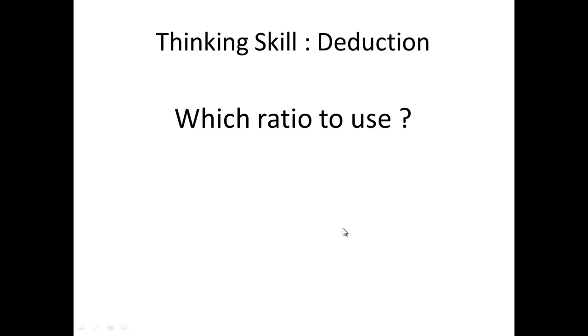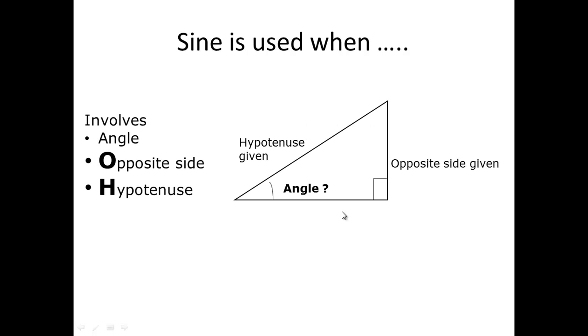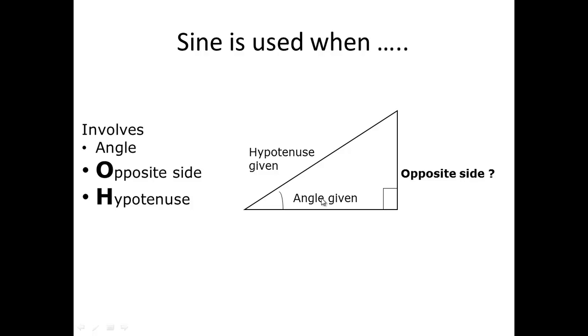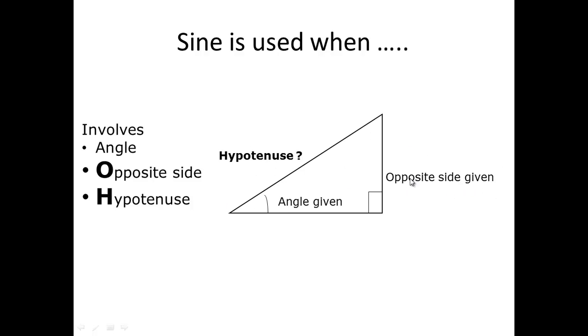Now we are going to learn which ratio to use for a given problem. Sine is used when the question involves the angle, opposite, and the hypotenuse. It can be used to find the unknown angle. It can be used to find the unknown opposite side, and can be used to find the unknown hypotenuse.